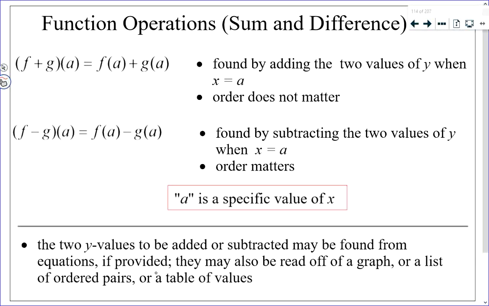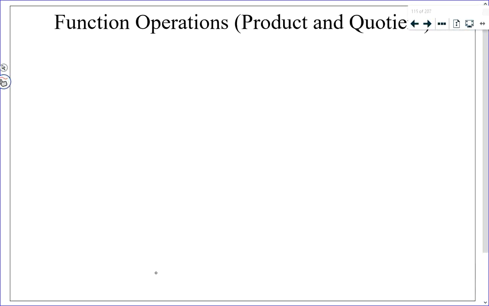These two y values that you were going to add or subtract may be found by looking at equations of the functions, if you're given them. They may be found by looking at the graphs of the functions, if you're given them. They may be found by a list of ordered pairs or a table of values, if you're given them. And you might be given the equation for f and the graph of g. But remember, it's y coordinates that you're after.